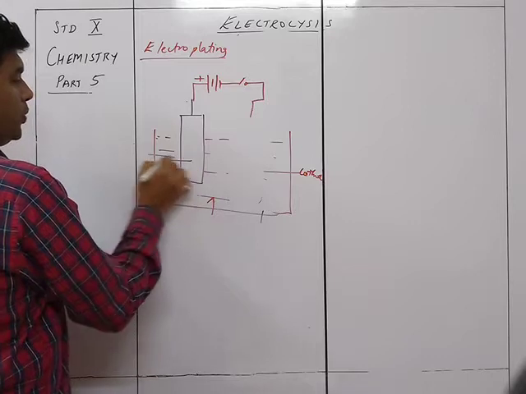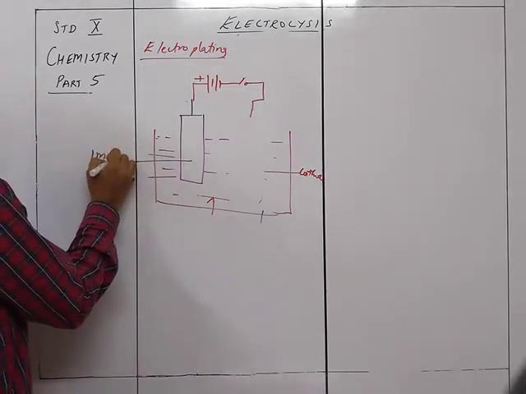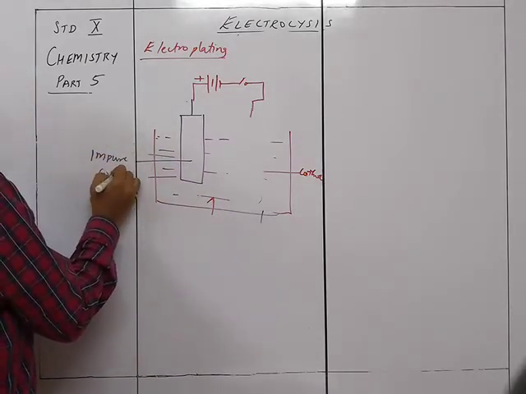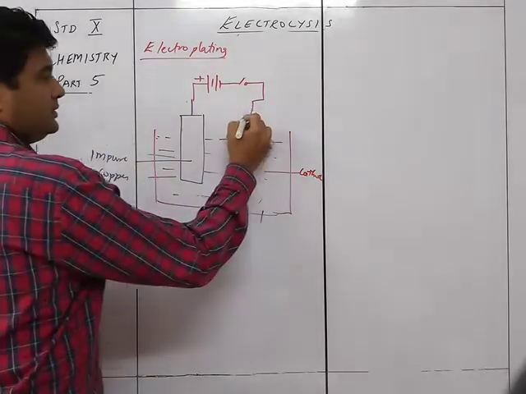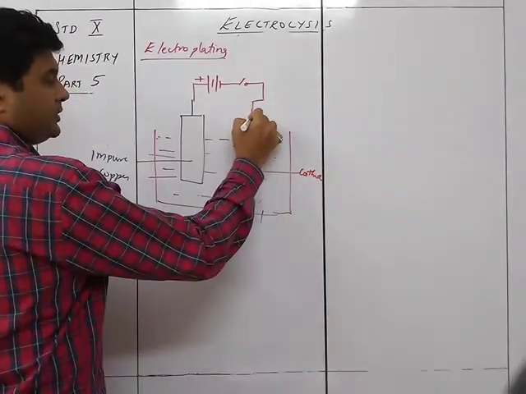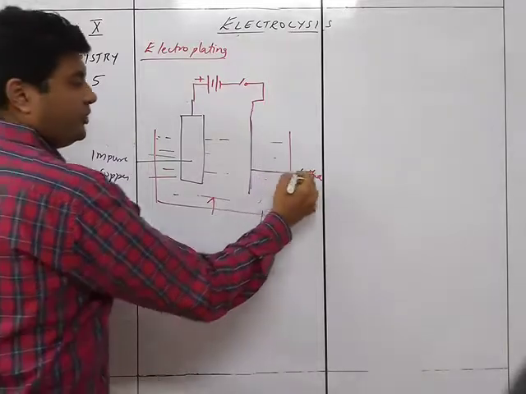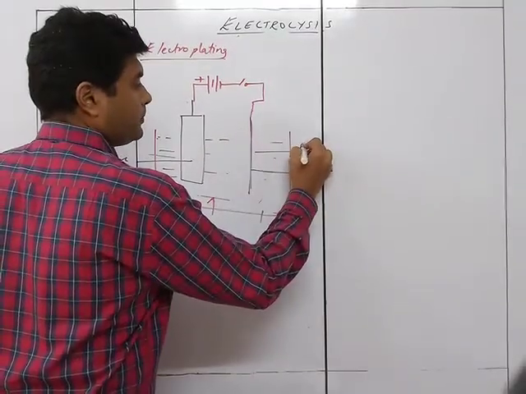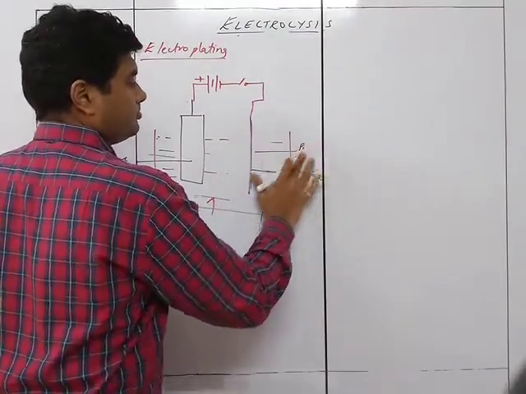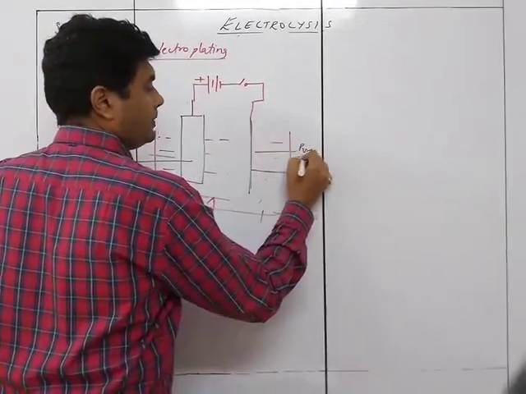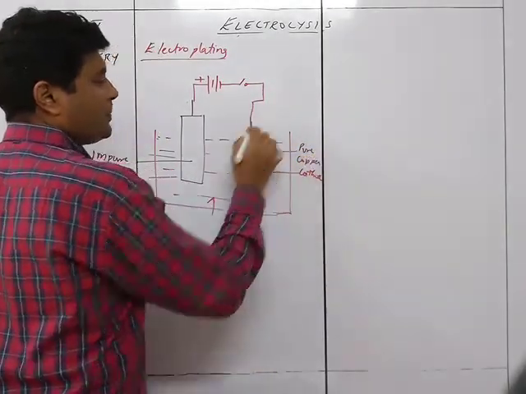In this case, the anode will be impure, let's say impure copper, and this will be a thin sheet of pure copper. So this is just pure copper, like a thin wire.